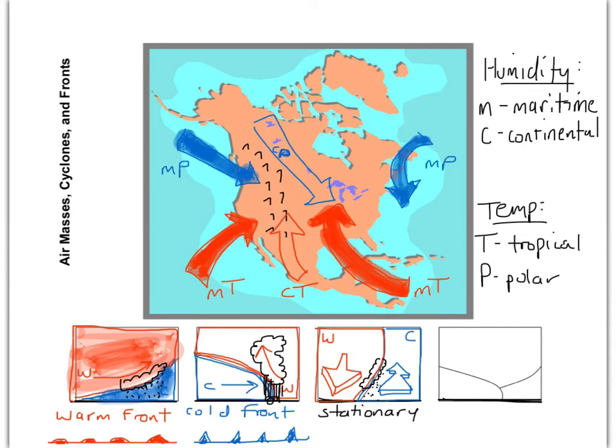But a stationary front can hang around for a few days and produce a couple days of general raininess and not very nice weather. All right, so stationary front looks like this. Usually it's a line, and I'm going to center that a little bit better. It's a line that looks like that.